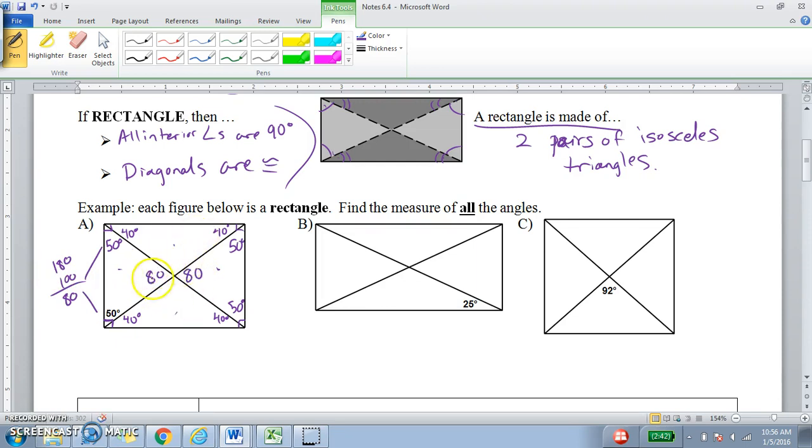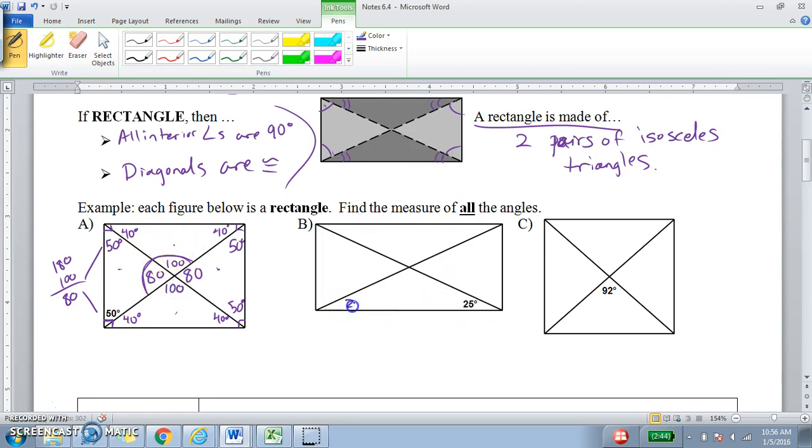And then to find these other 2 angles, we could do the same thing, add up the 40 and the 40 and subtract from 180, or we could just say, all right, I know this is a straight line, so if this is 80, this has to be 100 so that it adds up to 180. So these are each 100.